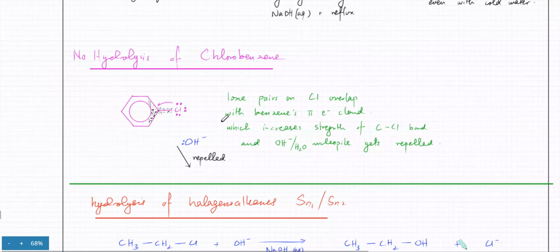Because the benzene electron cloud has lots and lots of electrons on it, and the Cl has lone pairs. Eventually, the electrons start overlapping, because the lone pairs over here are completely full orbitals, and the benzene electron cloud, they start overlapping, and you get lots of electrons over here. And whenever there are more electrons, a nucleophile with a negative charge is going to get repelled because both of them are negative, which is why you don't have a reaction.